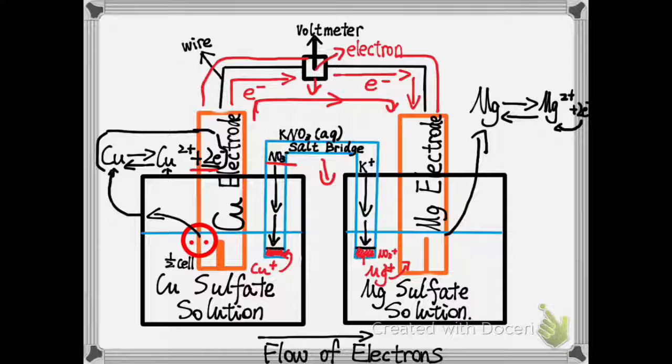And in this case, the magnesium loses electrons, which just means oxidation. And the copper gains the electrons, which just means reduction. And for the salt bridge, it normally is KNO3 or KCl. Both work for it.